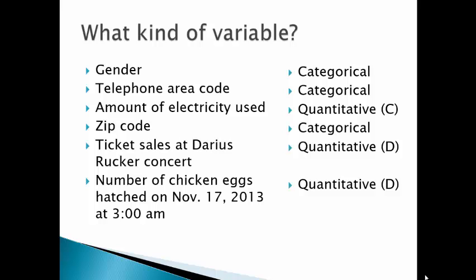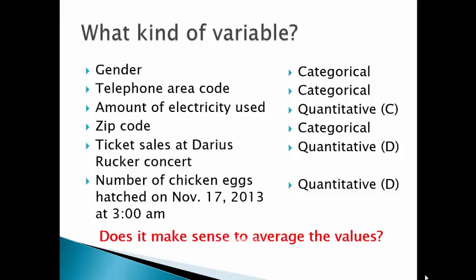Now, a really good way to filter whether it's quantitative versus categorical is if it makes sense to take the average. So go back and look. To take the average ticket sales for Darius Rucker, that makes sense. The average amount of electricity used, that makes sense. To find the average zip code or the average area code for telephone numbers, there's no point in doing that. I guess you could because they're numbers, but it's not data that can be used, versus the average number of chicken eggs that are hatching. That's something that somebody interested in those chickens, perhaps the farmer, is interested in.